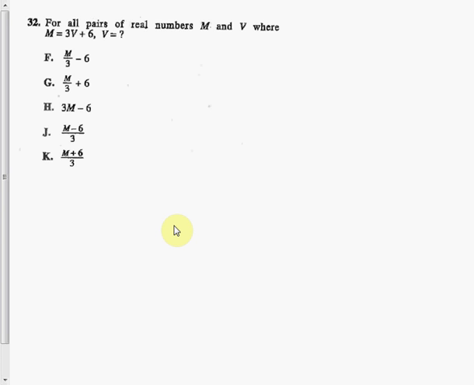So we look at this problem. It says for all pairs of real numbers m and v, where m is equal to 3v plus 6, solve for v. So just isolate v. A couple of things we do: we subtract 6 on both sides. Then after that, we divide everything by 3.